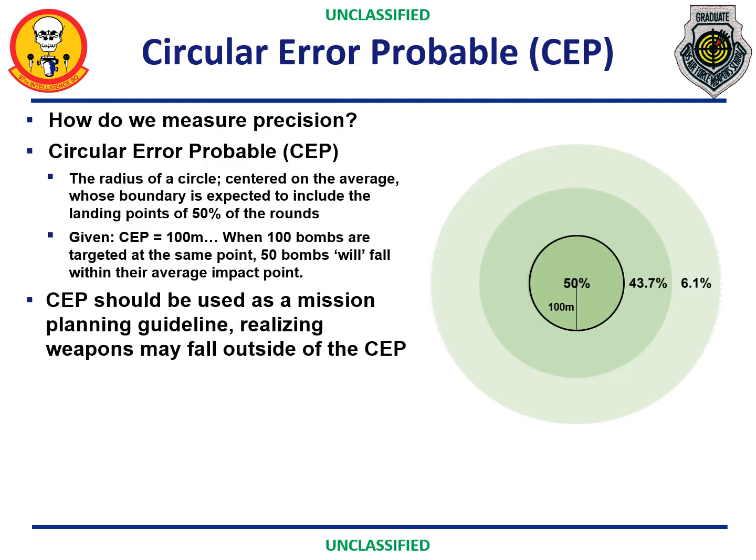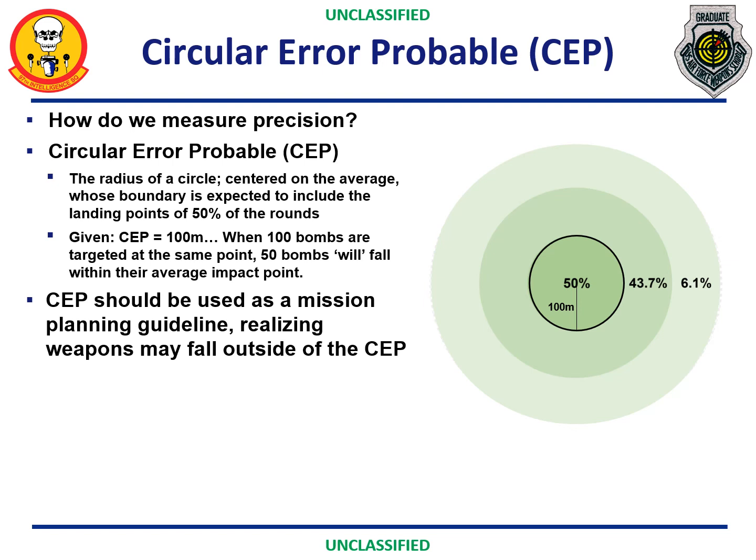So how can we measure this precision on these weapons, specifically how accurate is accurate? We can use a tool called circular error probable, and this is just based off of probability. So using the radius of a circle centered on the average, the boundary is expected to include the landing points of 50% of the rounds. To put it in simpler terms, if you have a CEP of 100 meters, half of the weapons you drop will land within that 100-meter circle or 100-meter radius.